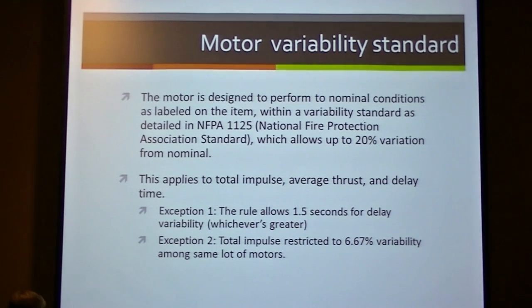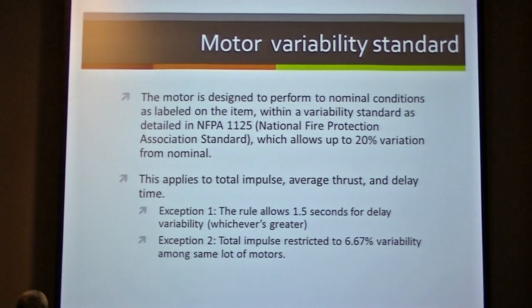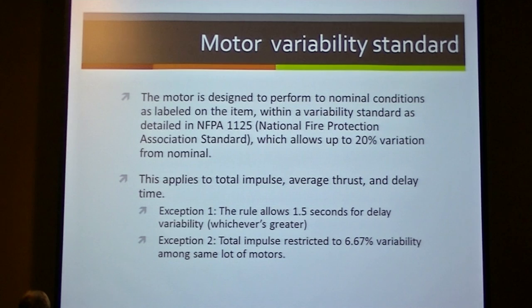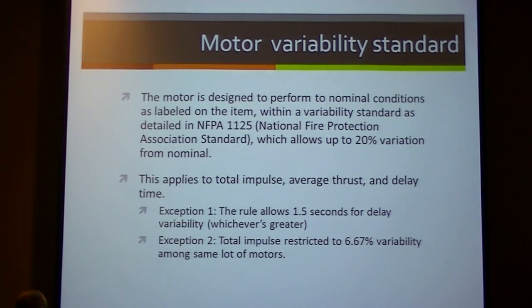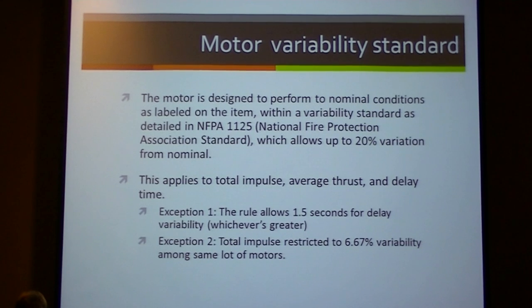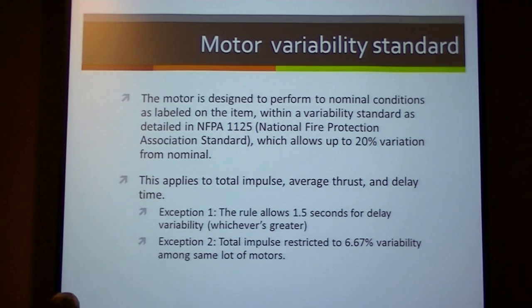There are two exceptions to that. Referring to the delay, 1.5 seconds is the minimum variability. So if you have a 6 second labeled delay, 20% of that would be 1.2, but this rule overrides that to 1.5. And the second exception just refers to total impulse: all motors within the same lot can only vary by 6.67%.